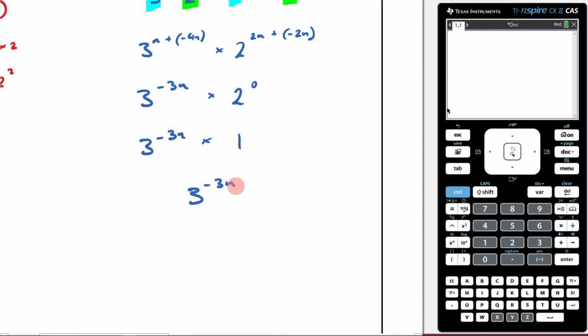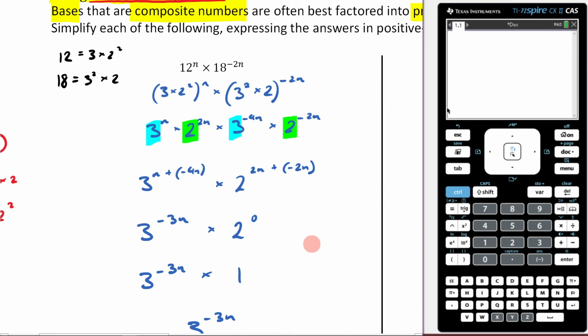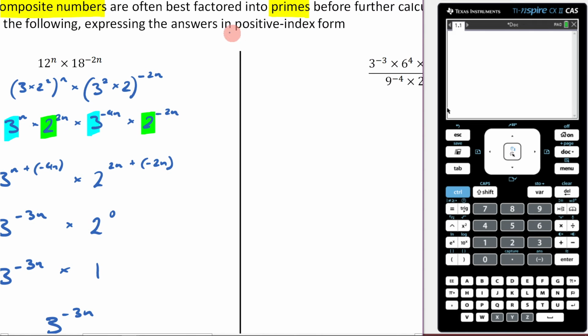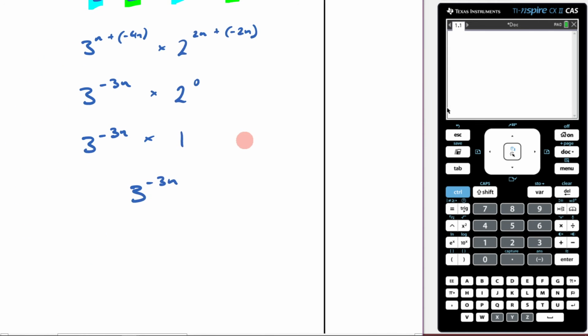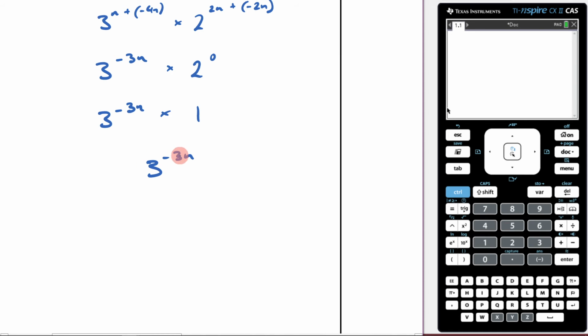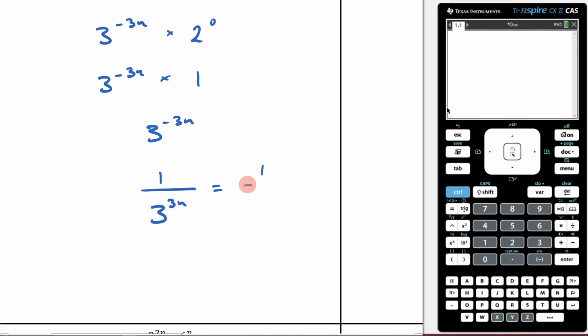3 to the negative 3n. Now, this is where you've got to be careful. Do you see how the question at the very beginning said answer in positive index form? That means I can't leave my answer like this because it has a negative index. So that means I'm going to have to take the reciprocal of it. And now that is fine. And another way you could write this is 1 on 27 to the n. Both of those would be correct answers and acceptable. So you could either write your answer like that or like that.